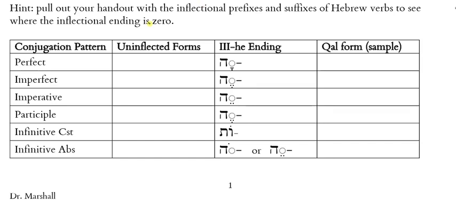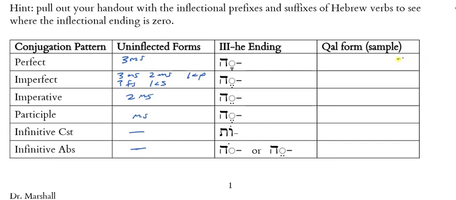So we noticed that in the perfect conjugation, the uninflected forms were only 3ms. For the imperfect, it was 3ms, 3fs, 2ms, the 2fs had a hireq yod, 1cs, and then 1cp. Those were the forms that were uninflected. The imperative, only 2ms, participle, only masculine singular, and then the infinitives, construct and absolute, don't have any inflectional endings anyway, so they have none. All right, so what's going to happen with these? What's going to happen is that my 3ms perfect forms will all add a qamets he to root 2.